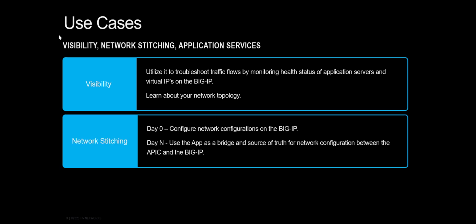The second use case is around network stitching. This allows you to do day zero network configuration on the BIG-IP, such as self IP, VLANs, default gateway, and not only do day zero configuration, but also then help you manage that configuration. This app, or this integration, is stateful, so the information that you configure on the BIG-IP is present in the app database and you can manipulate it as required later on.